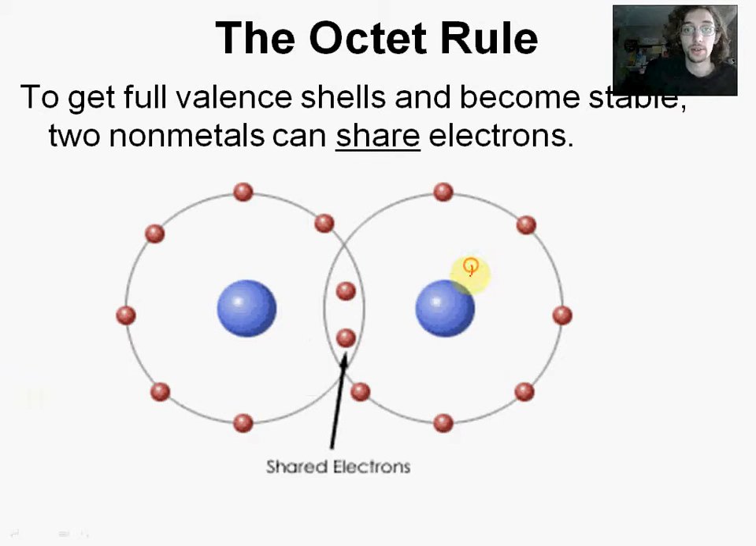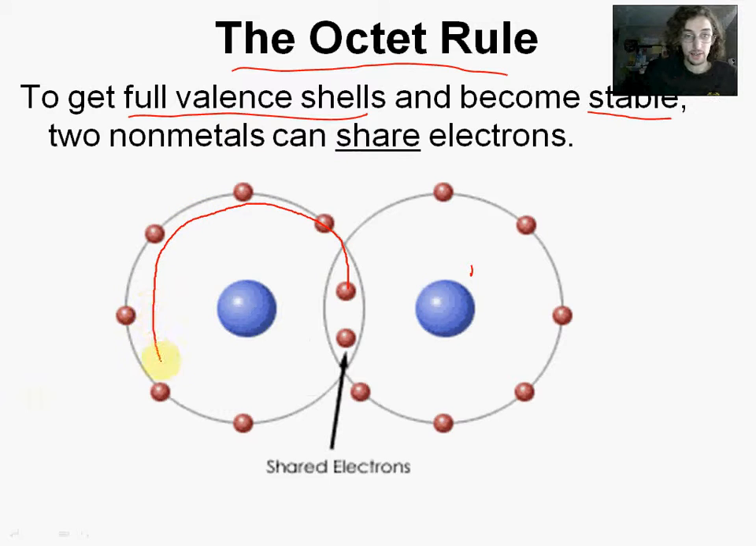Atoms are trying to satisfy the octet rule. They want to have full orbitals, full valence shells, because that makes them more stable. It's a lower energy configuration. So for example, we can see we've got a couple fluorines here. Each has 7 valence electrons when it starts, and they're one short of that octet they need to be stable.